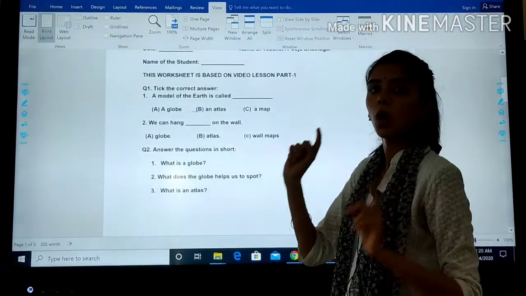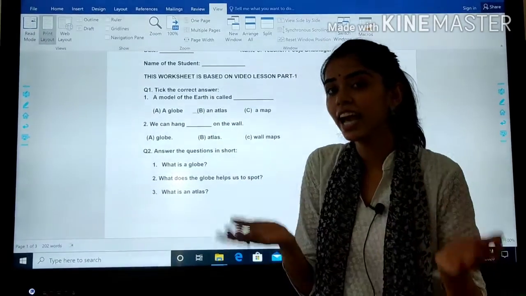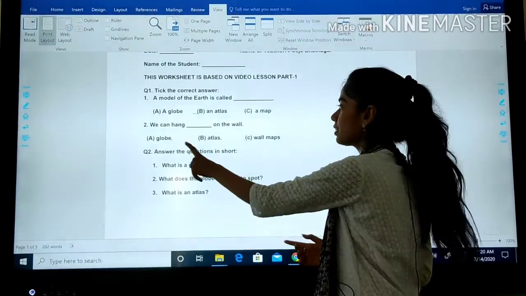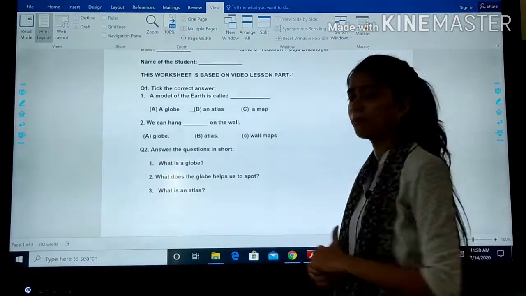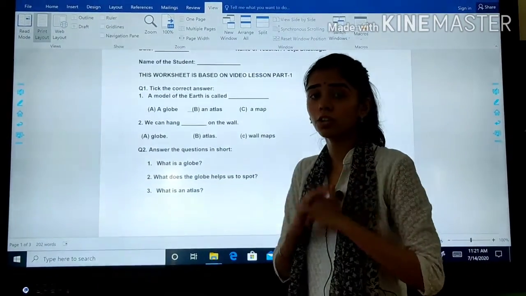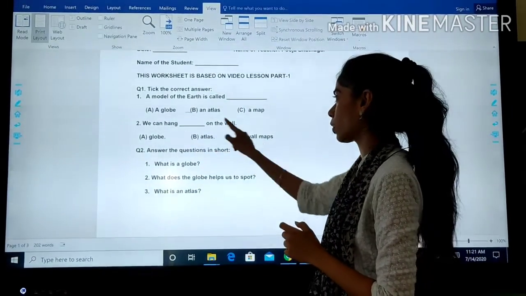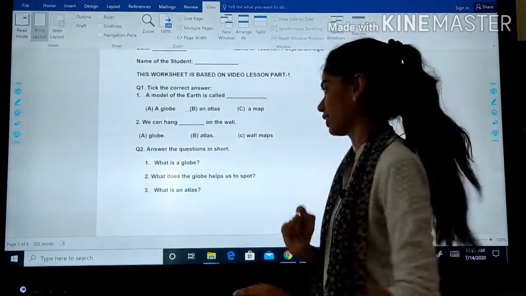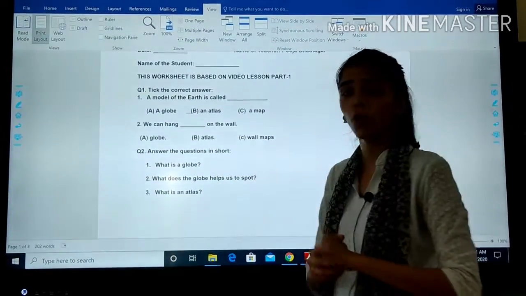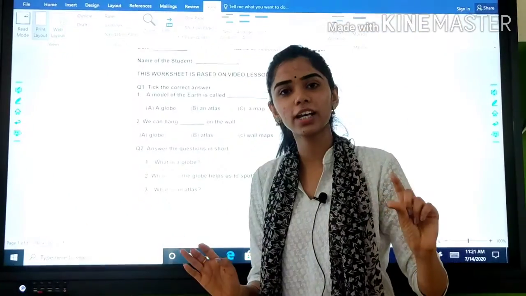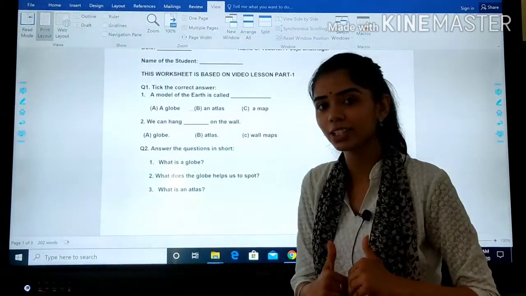The next one, we can hang dash on the wall. Is it a globe? Is it an atlas or is it wall maps? I don't know, but I am sure you must know the answer. Okay, so you just have to write the question and the correct option. The next one, answer the questions in short. What is a globe? You just have to tell in 1 or 2 lines what is a globe. Okay, so write the question and the answer with it.